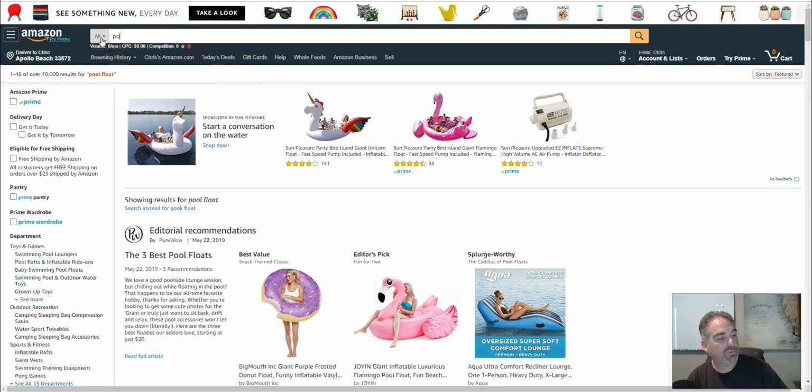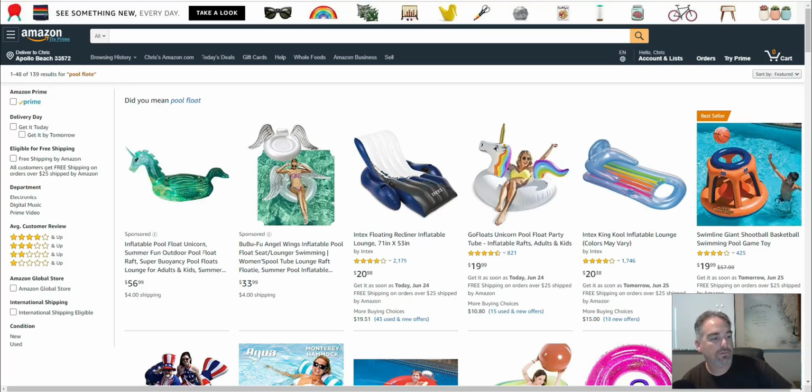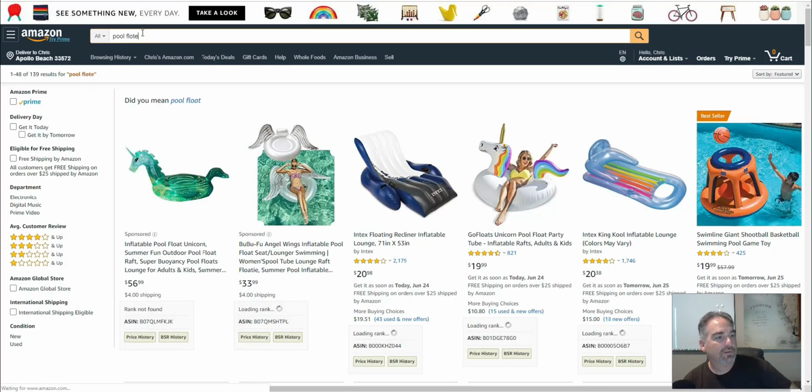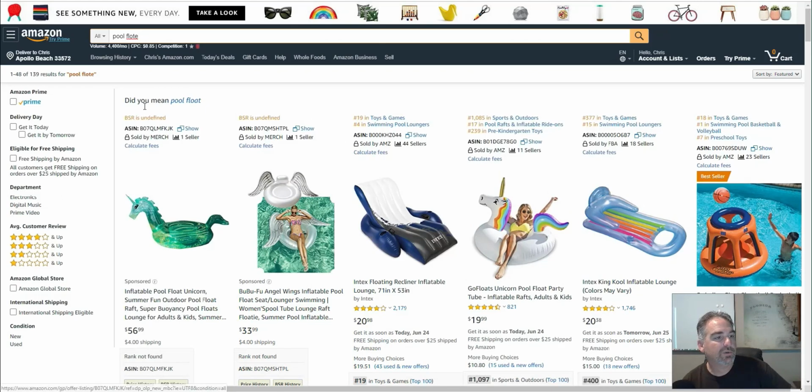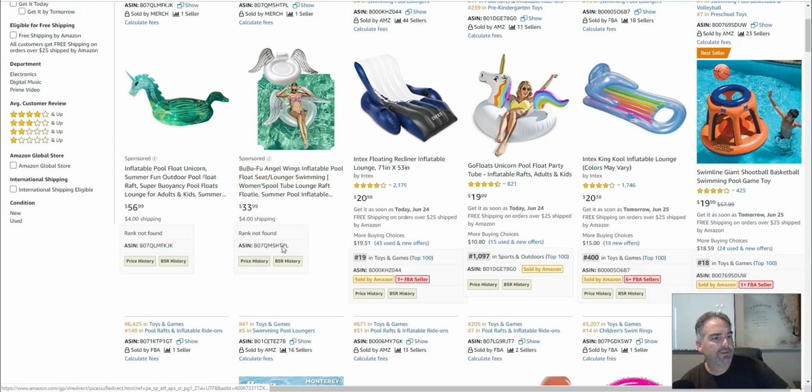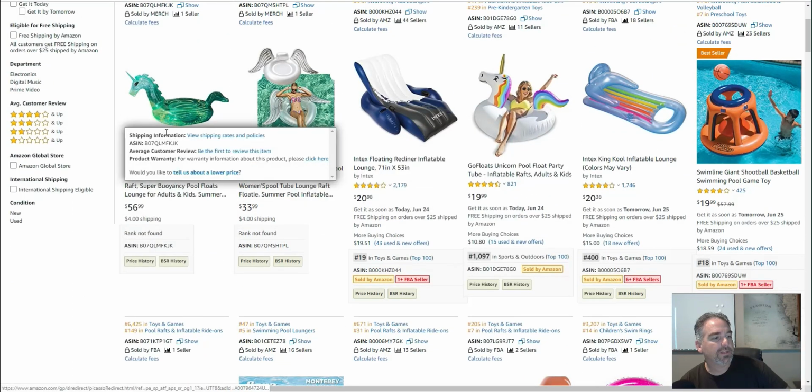So, pool. All right, so we put in "pool flote" and look what happened. It says, did you mean "pool float?" It is showing results for "pool float," so it did not autocorrect for this. So this is a golden nugget right here. And now, as you can see, somebody has figured this out and they are bidding on it.